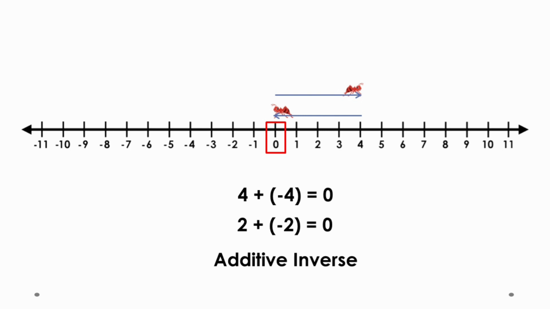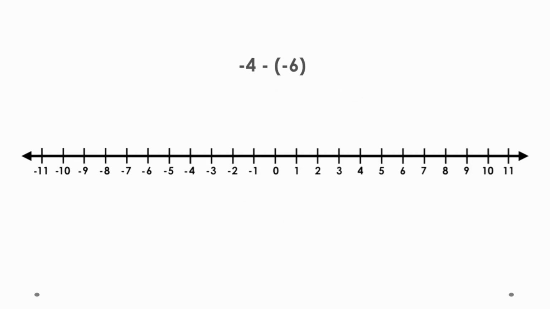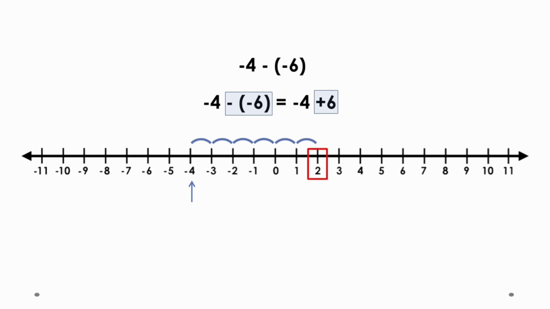Let's use additive inverse to find the value of minus 4 minus minus 6 using the number line. Minus 4 minus minus 6 is equal to minus 4 plus 6, as additive inverse of minus 6 is 6. On the number line, we will start from minus 4 and move 6 steps towards the right. We reach at 2. Thus, minus 4 minus minus 6 is equal to 2.